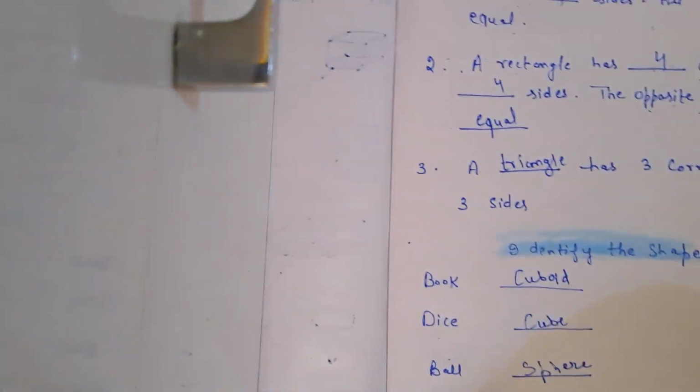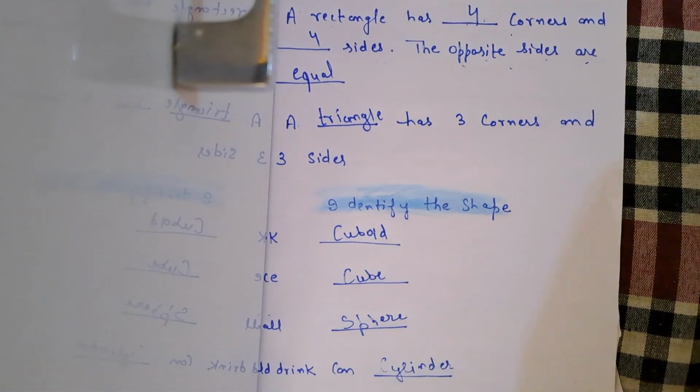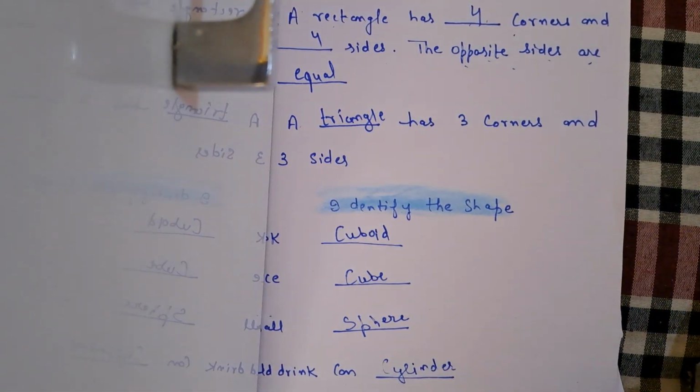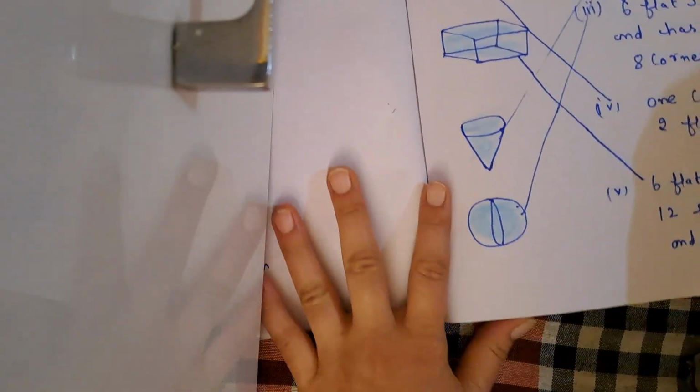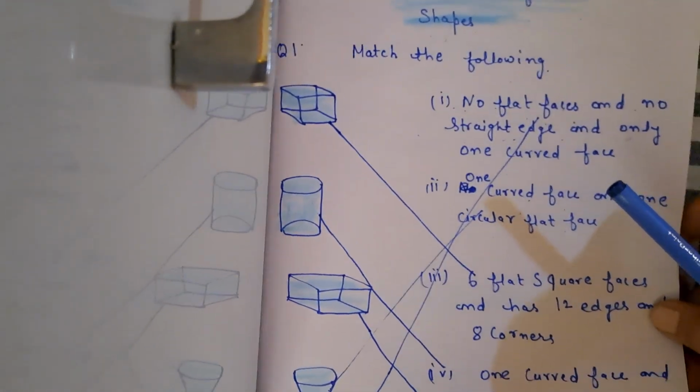Okay, so today we did the worksheet of 2D and 3D shapes. Tomorrow we will do prisms. Okay, we will do prisms.